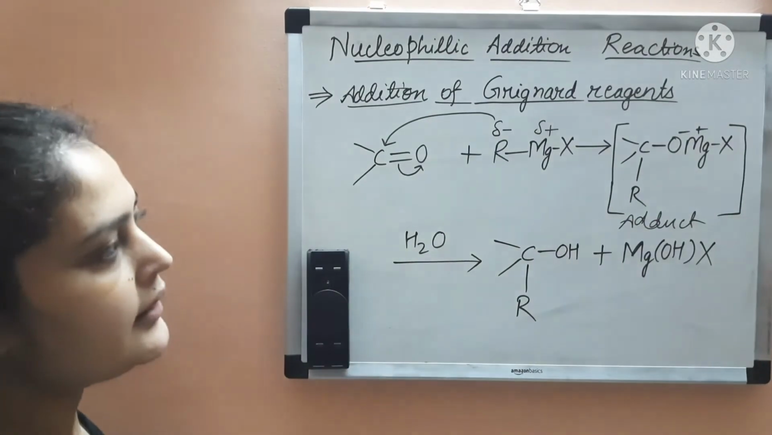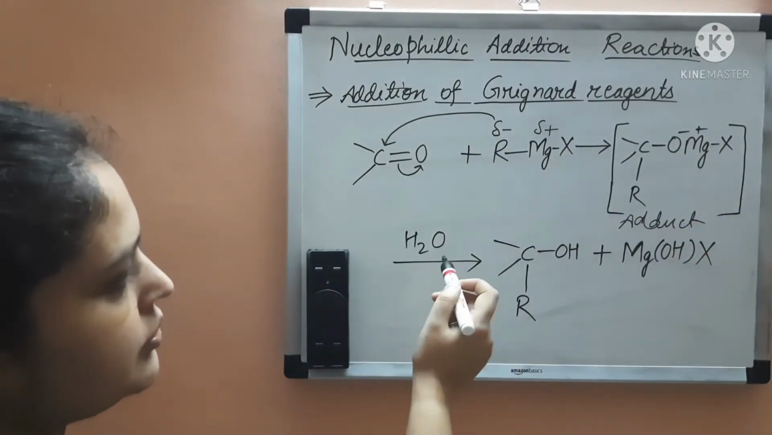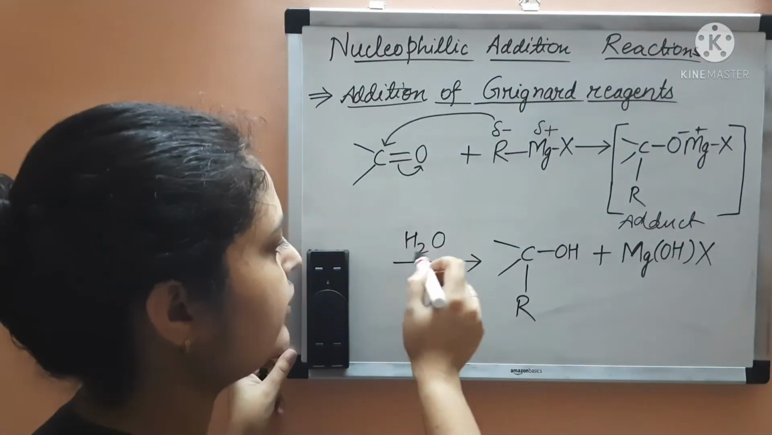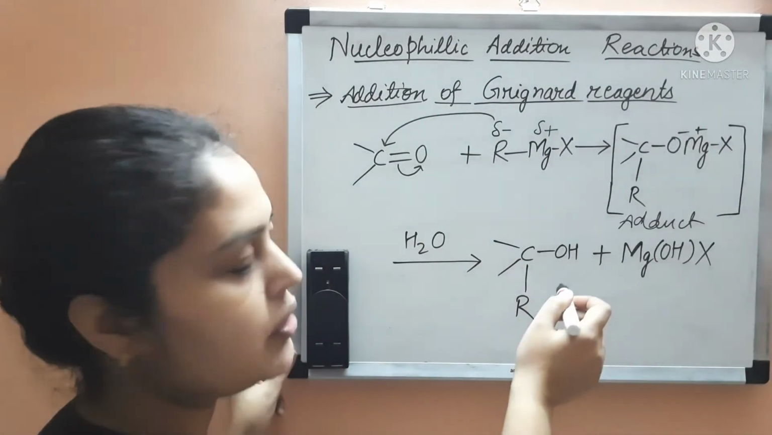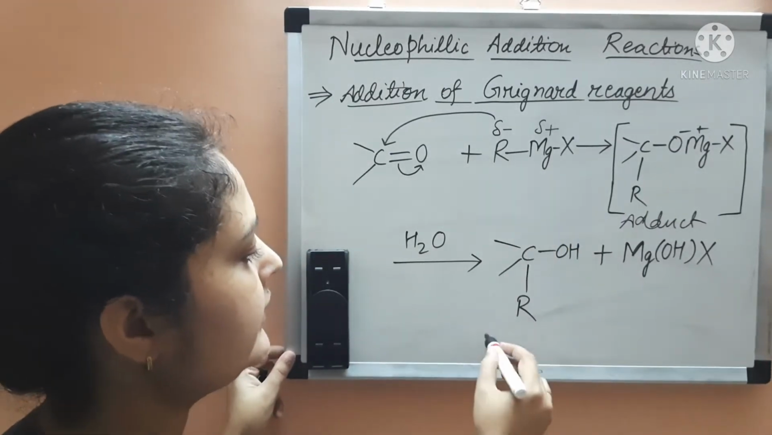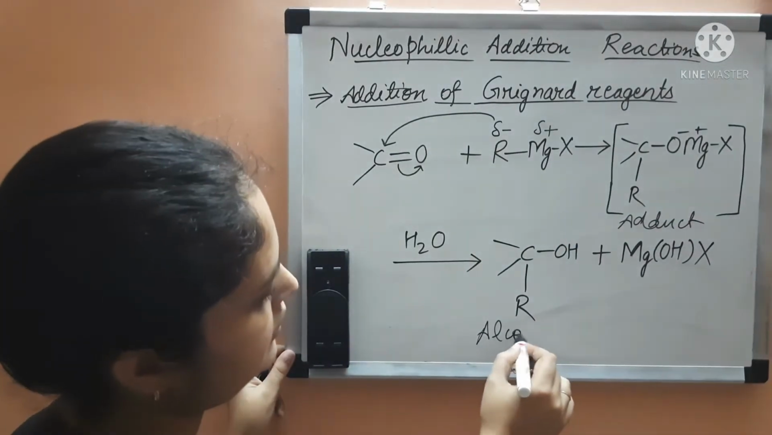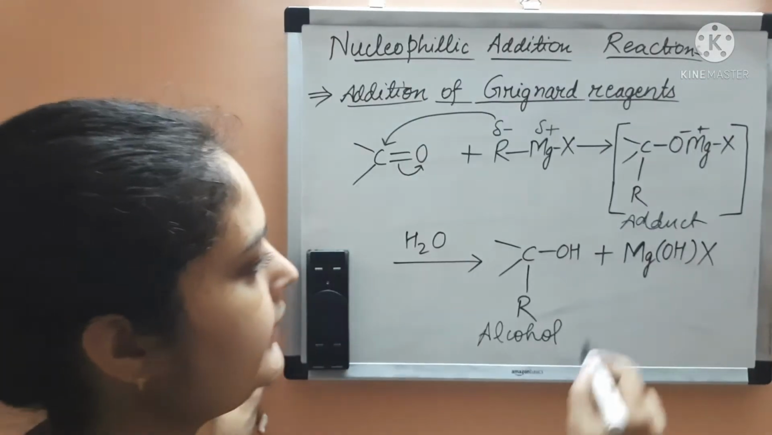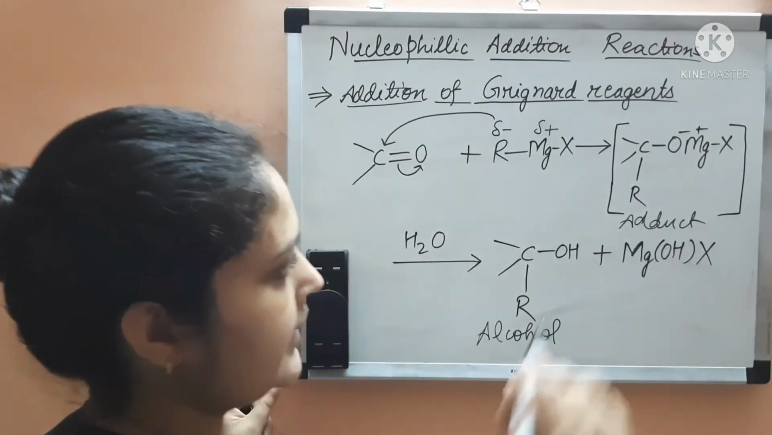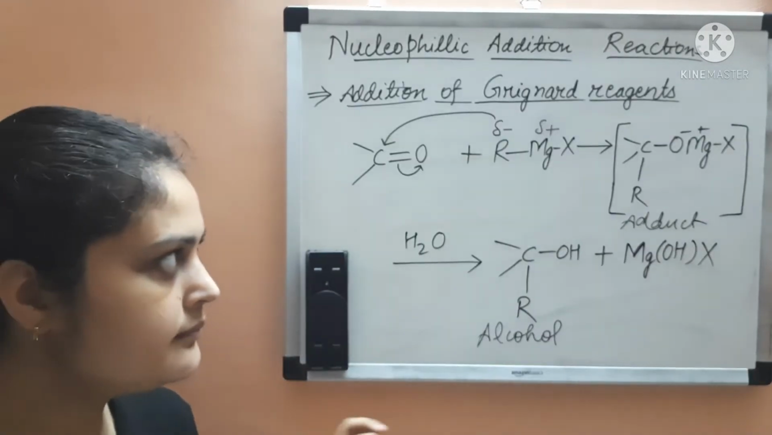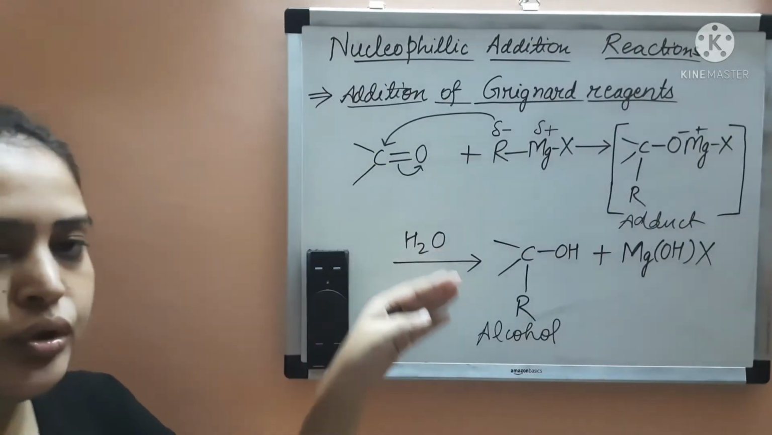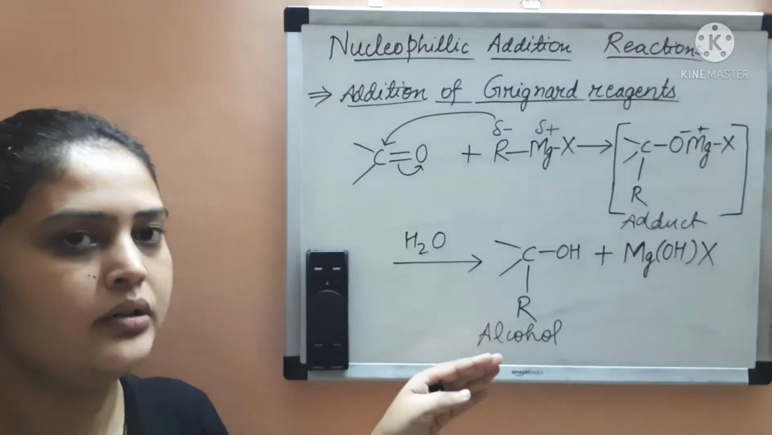Now if you add water to it, what will happen is that the hydrogen will get attached to the oxygen atom and you will get an alcohol. So you will get alcohol and MgOHX as the side product. So this is the whole reaction. So this method is also used for preparation of alcohols.